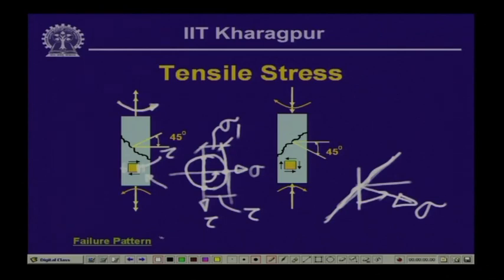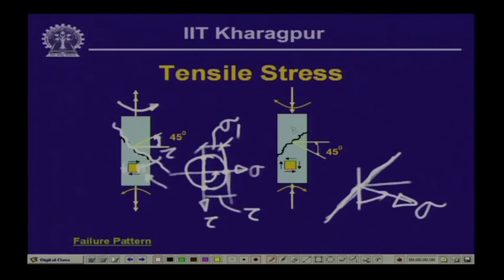Now, here if we look into that, this is the positive value which is occurring, and this is the plane 45 degree with respect to the x axis, and perpendicular to this plane is the failure line, and this is the plane along which it will fail.